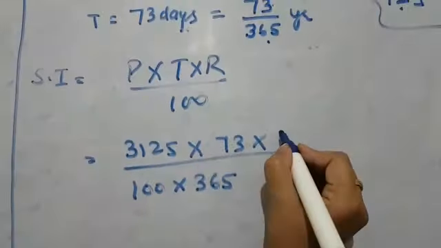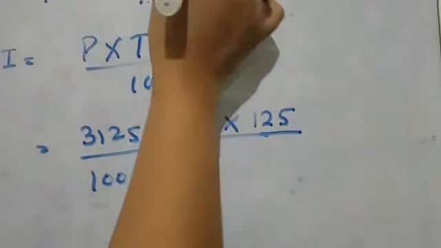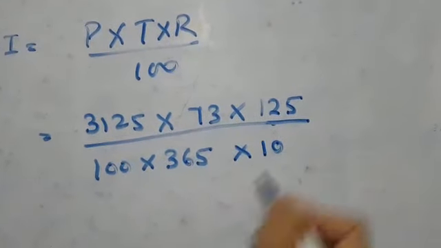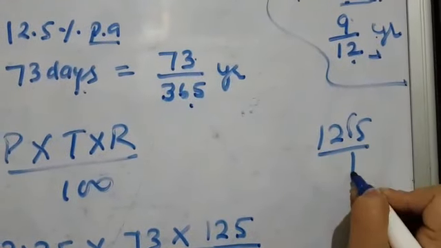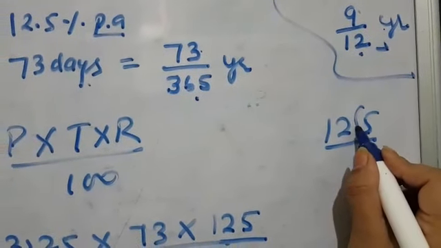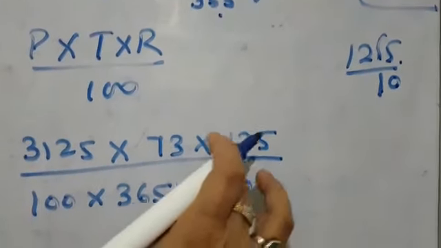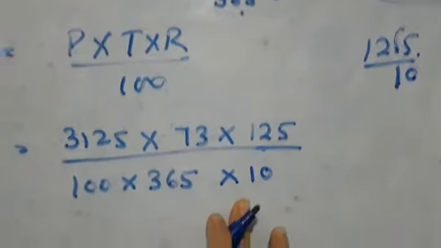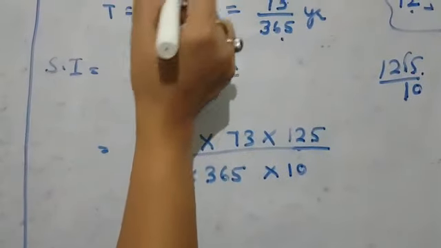R, and which is 12.5 it was, students. 12.5 it was. So this point I have removed and I have placed 10 in place of that. 12.5, the point is removed, 125 is written, and 10 for the one digit after the point. So when there is one digit after the point, then we put 10. Okay, 125 over 10. I have removed this point.